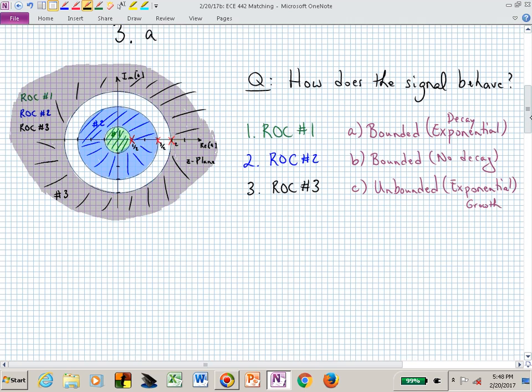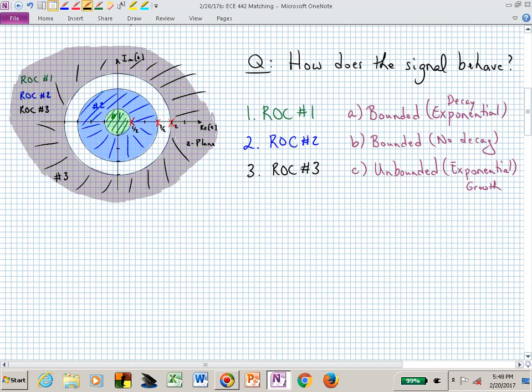Now, one more matching opportunity. This is now, how does the signal behave? Are the signals bounded and they decay exponentially? That's A. Are they bounded with no decay? Is that clear what I'm meaning by B? No decay. It's either constant or maybe it's oscillating, but it's bounded. It's not growing. It's not going to 0. It's not exponentially decaying, but it's bounded. That's answer B. Answer C is an exponential growth.